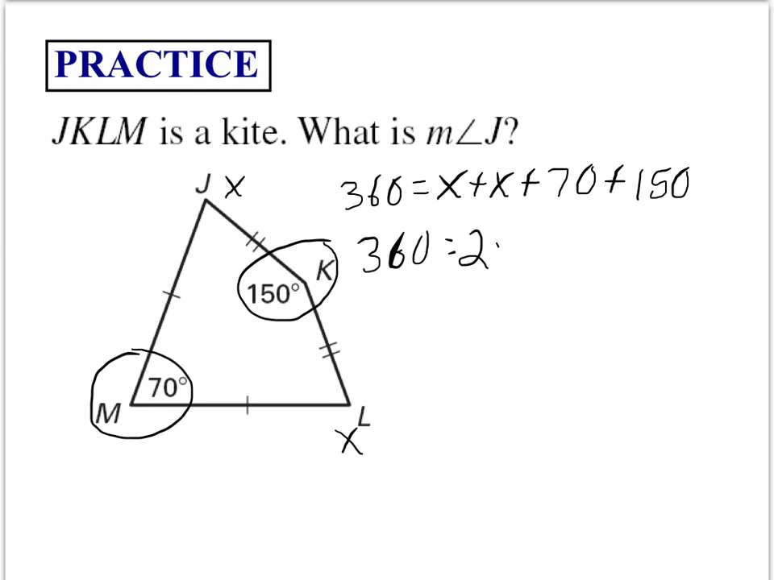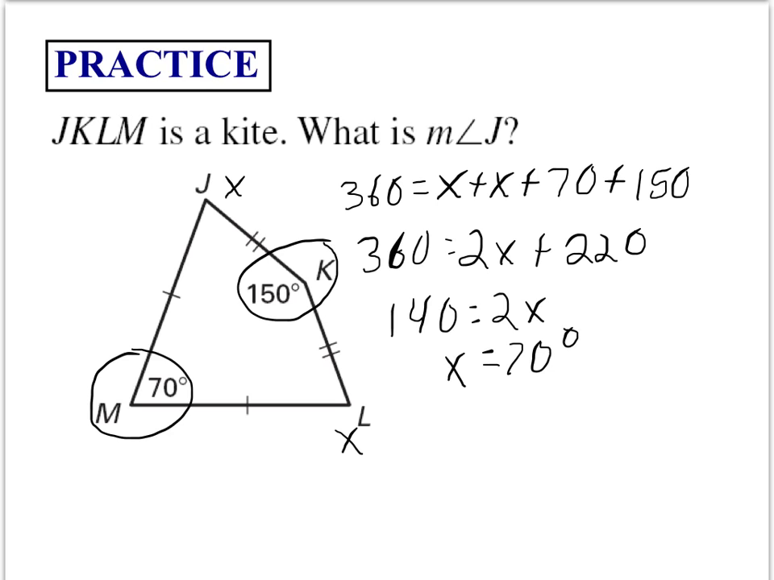So I have 360 equals 2x plus 220. Subtract 220 from both sides, and we get 140 equals 2x, and x equals 70. And you could always double check this. 70 plus 70 plus 70 would be 210. 210 plus 150 is 360. So, we're good.